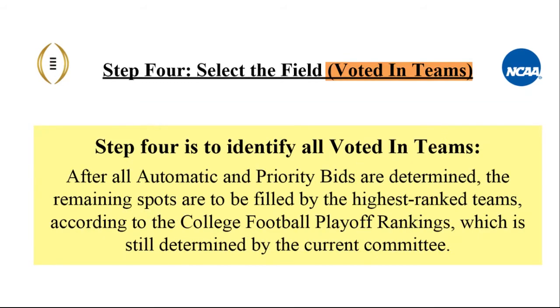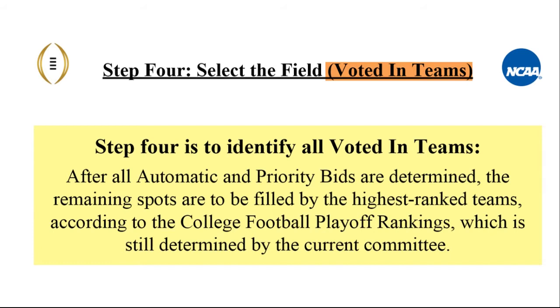Step 4 is to identify the voted-in teams. Most years, automatic and priority bids will give us 6 playoff teams, so the voted-in entries fill the last 2 playoff spots. After all the automatic and priority bids are determined, the remaining spots are filled by the highest-ranked teams according to the selection committee's top 25.